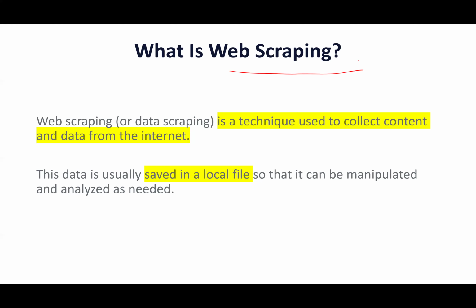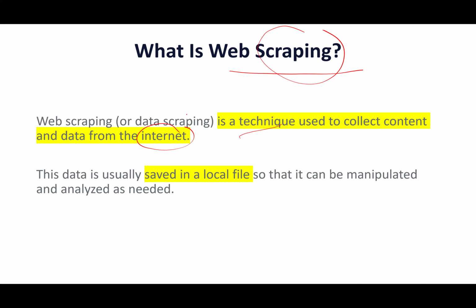Okay, so what is web scraping? What is scraping? Scraping means collection of data. So web scraping means data collection. We define web scraping as a technology or a technique used to collect content or data from the internet. Why are we collecting the data from the internet?